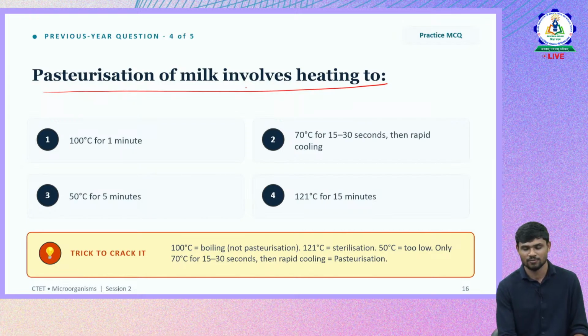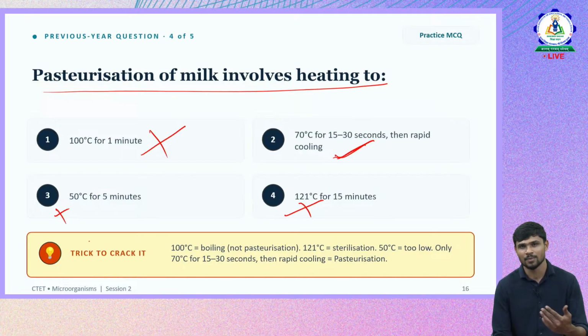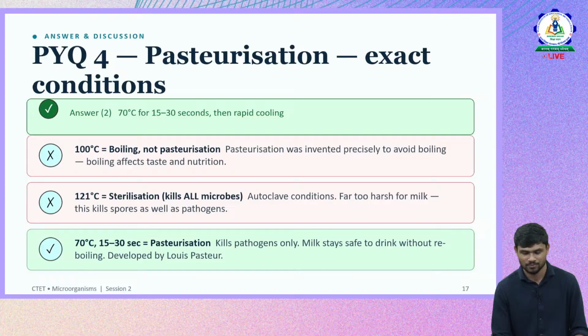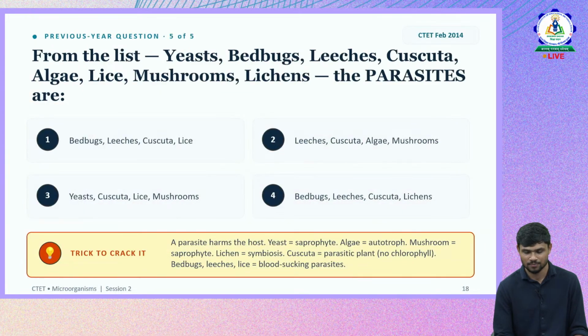Pasteurization of milk involves heating to what temperature? Is it 100 degrees Celsius for 1 minute? Is it 70 degrees Celsius for 15 to 30 seconds? Or is it 121 degrees or 50 degrees? We just now discussed it is 70 degrees for 15 to 30 seconds. Then rapid cooling should happen. So, fourth question, yeah, this is the answer.